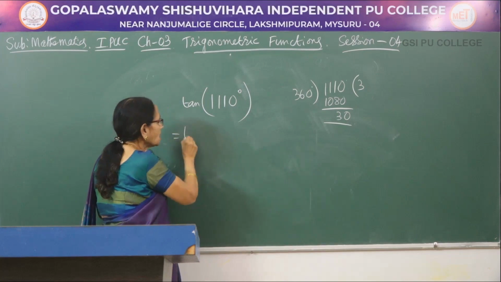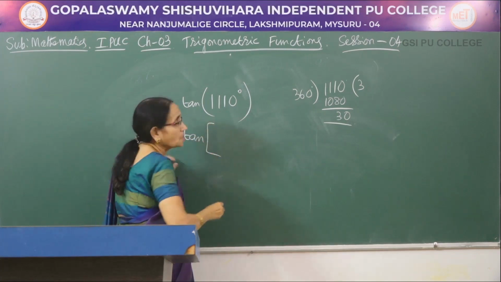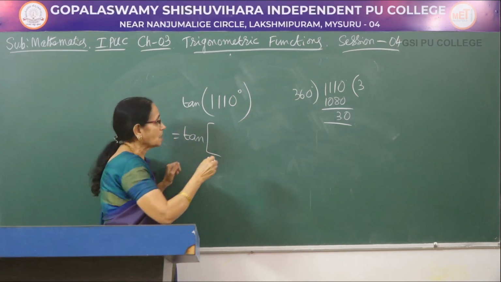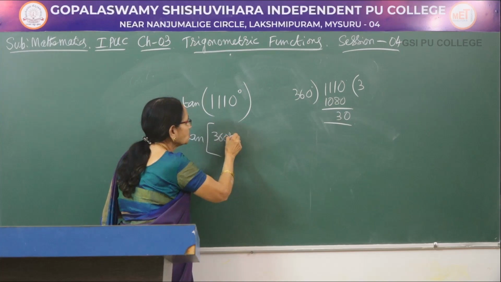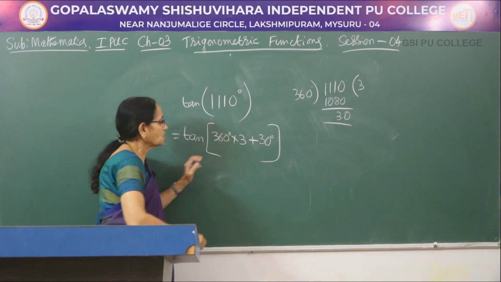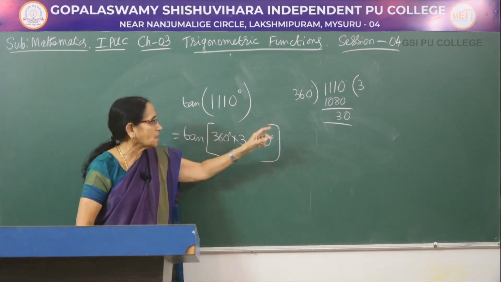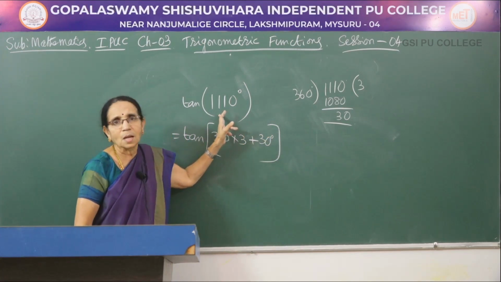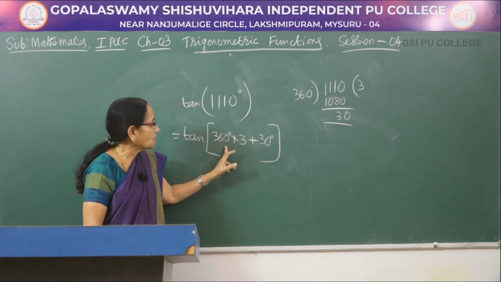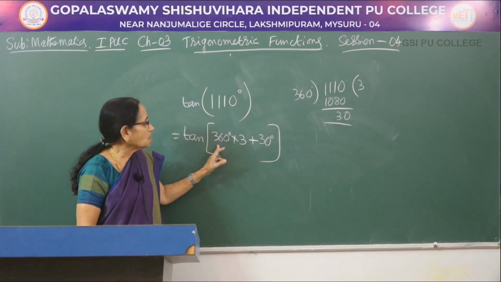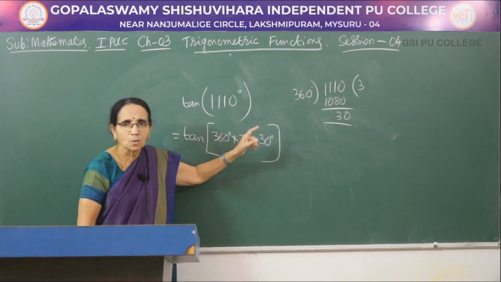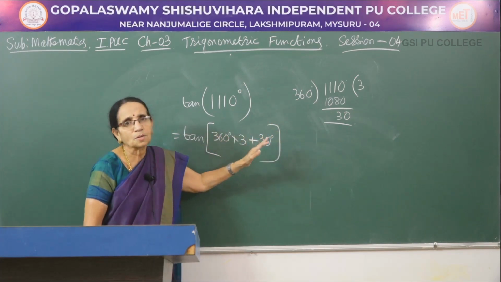Now let me write like this. It is tan of, how many times have we divided? 3 times. So write it as 360 into 3 plus what is remaining? It is 30. If you multiply 360 and 3, you get 1080. When you add 30, you get back the number 1110 degrees. So the same angle I have written like this. Going one round, we come back to the 0 position. Another round, again to the 0 position. Another round, again to the 0 position.